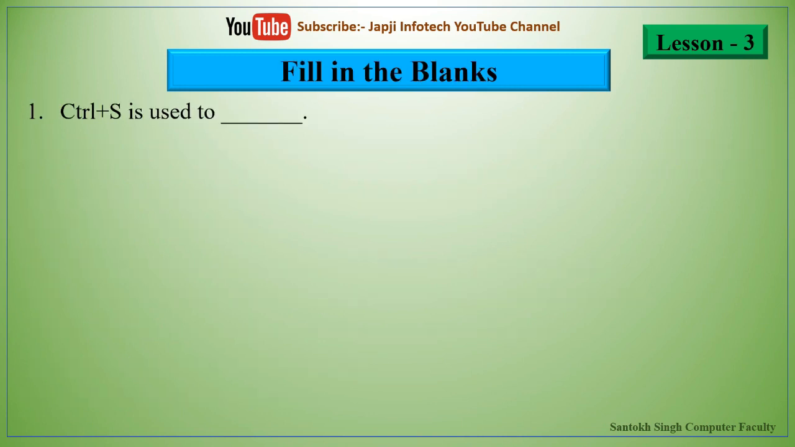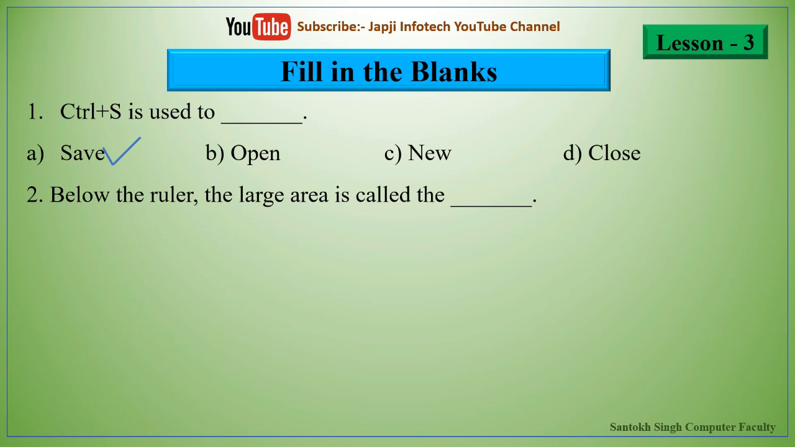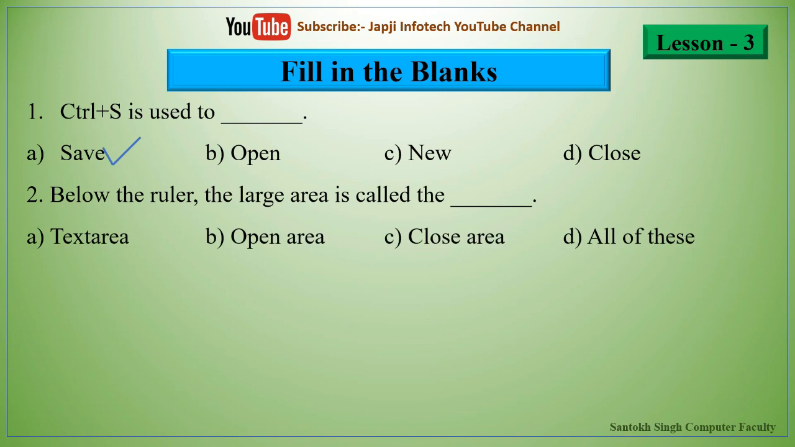So now we will learn about fill in the blanks in lesson number 3. The first fill in the blank is: Control plus S is used to dash. The options are save, open, new or close. So the right answer is Control plus S is used to save. Second one is: below the ruler, the large area is called the dash. The options are text area, open area, close area, all of these. So below the ruler, the large area is called the text area.